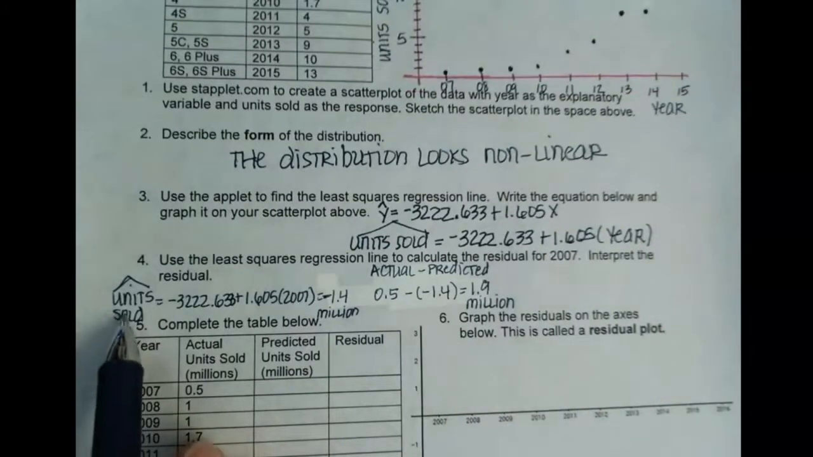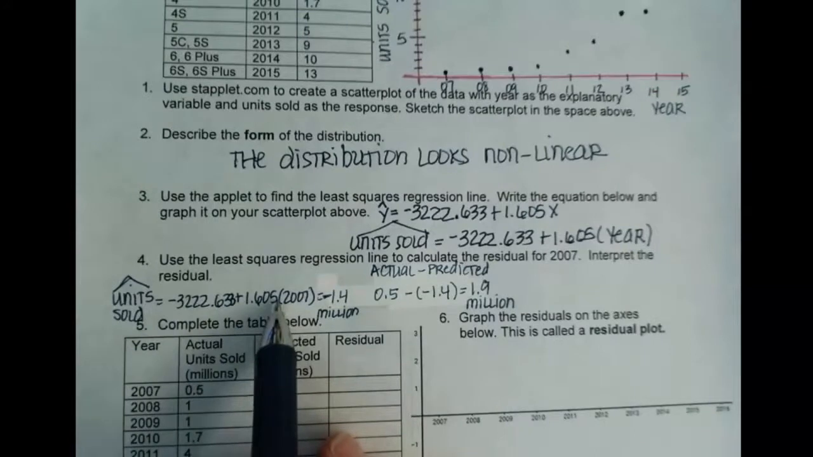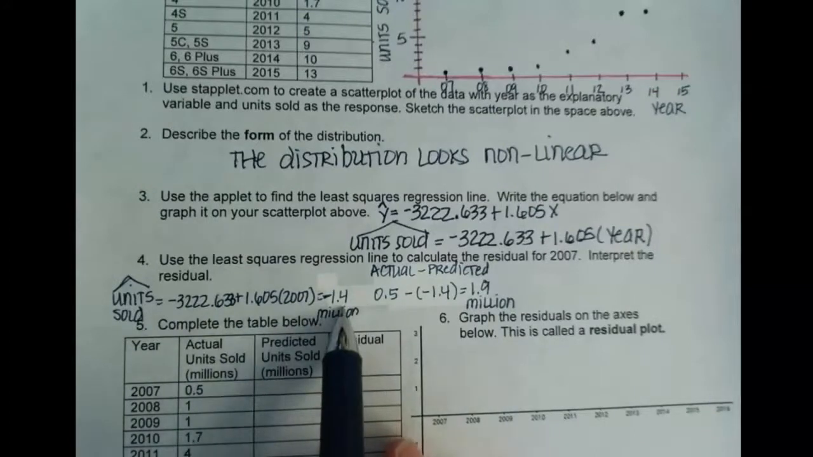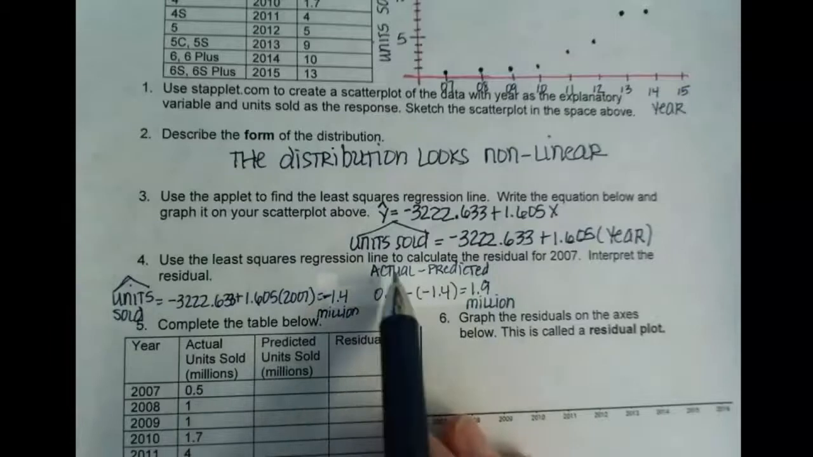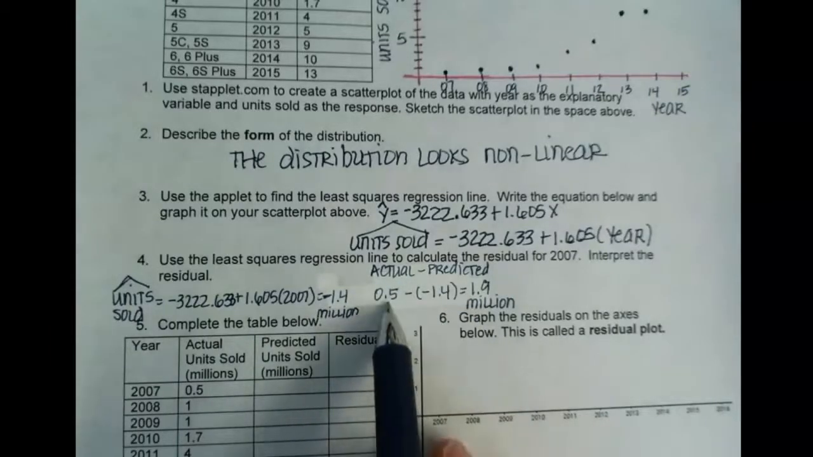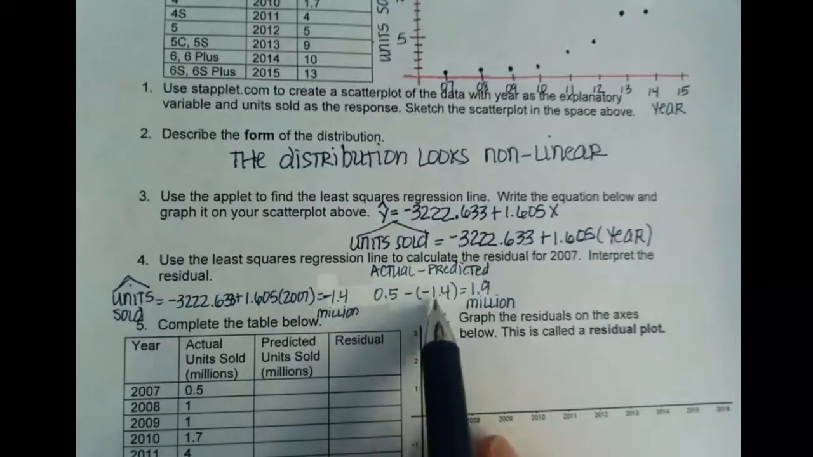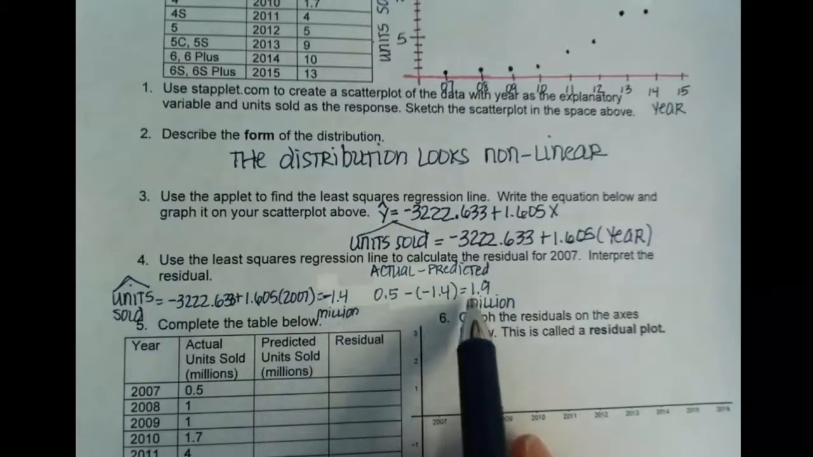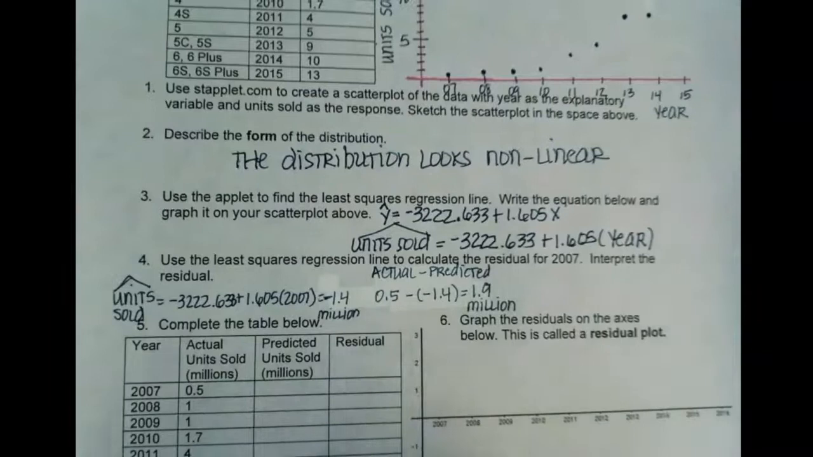I have my predicted units sold. I have my equation of my least square regression line. I plugged in 2007 and got -1.4 million units. So that's what was predicted. So remember, residual is actual minus predicted. So I have my actual amount from the table above and my predicted, and I got 1.9 million. So I have a residual, which means kind of a leftover number, of 1.9 million.